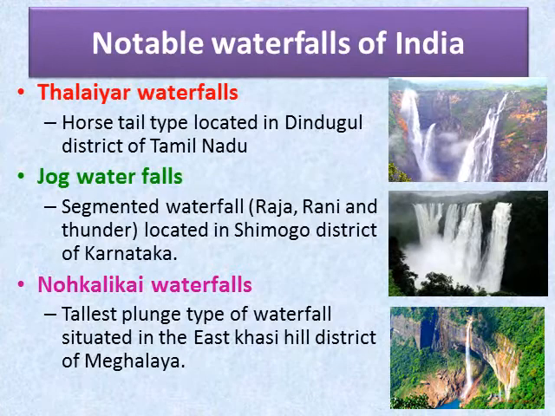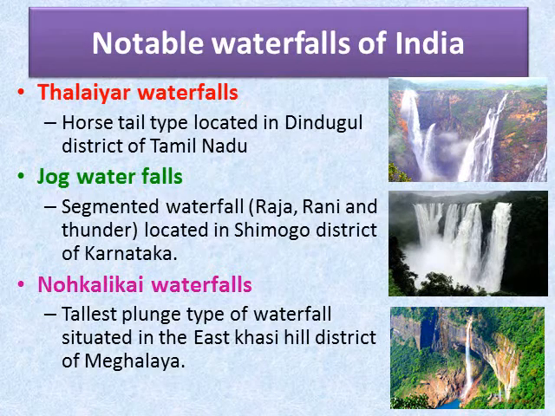Let us learn about the Thaliyar waterfalls, which is a horsetail type located in Dindigul district of Tamil Nadu. It is located in the lush green slopes of Palani hill ranges in the Dindigul district. Dear, the Jog waterfall is a segmented waterfall.